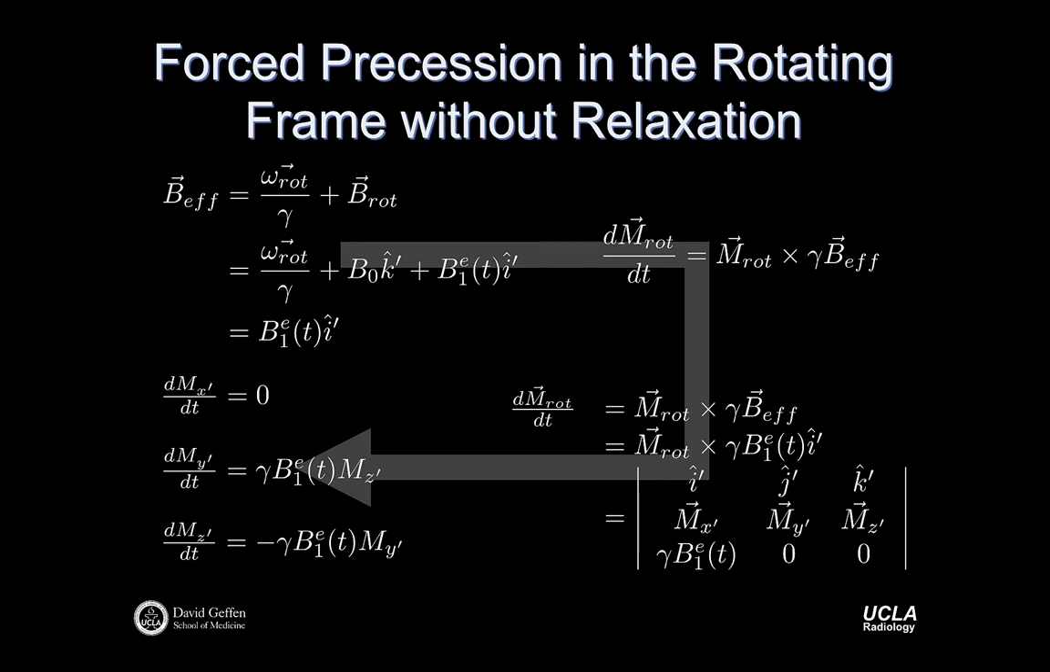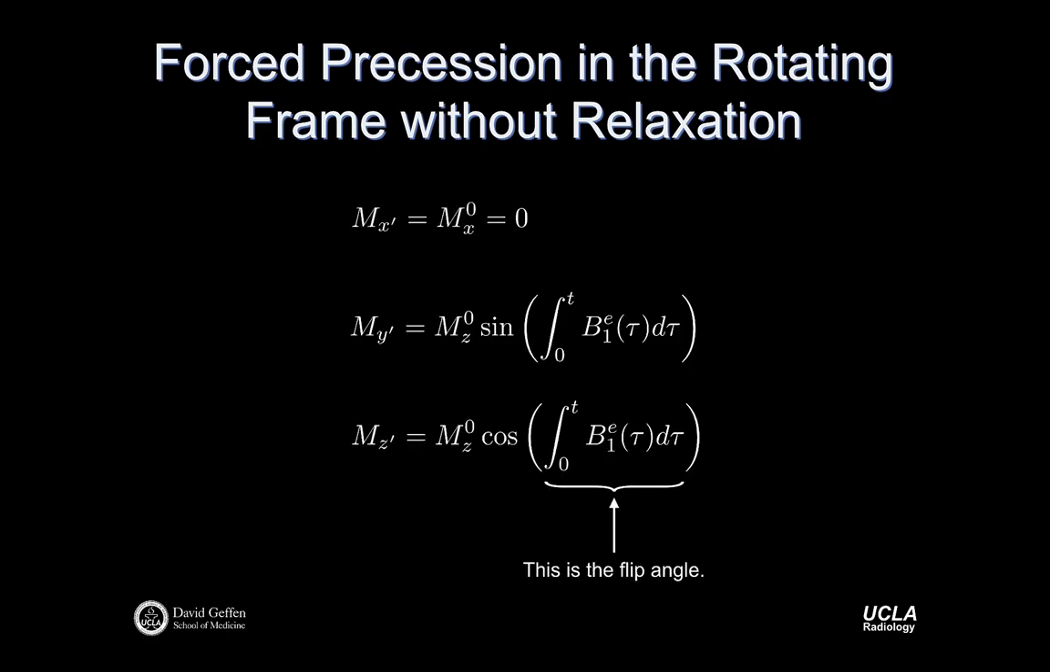Okay, so we know what our B effective is, we know what the equation of motion is, plug in B effective, solve that determinant to get a system of equations. The system of equations looked a little bit more interesting, but in fact it looked a lot like the equation of motion that we saw for free precession in the laboratory. And the last thing we did, albeit maybe a little rushed, was look at solutions to those differential equations. They were coupled, we can decouple them, and we can come up with an answer.